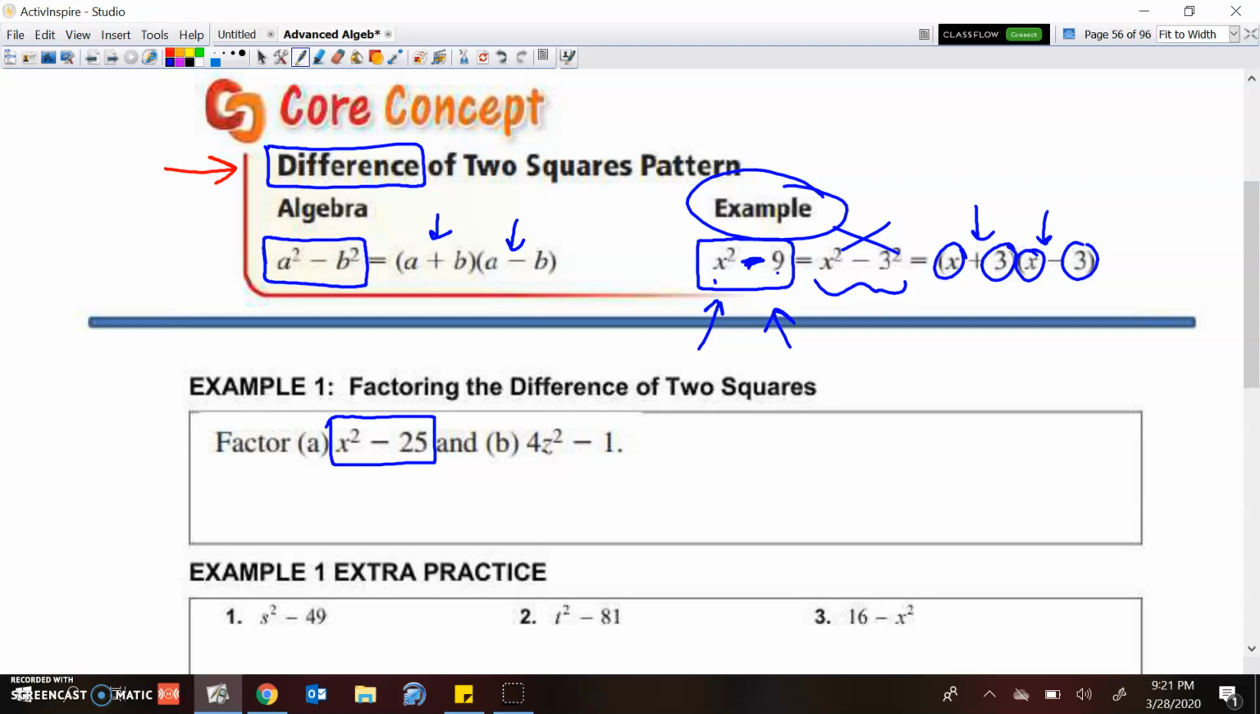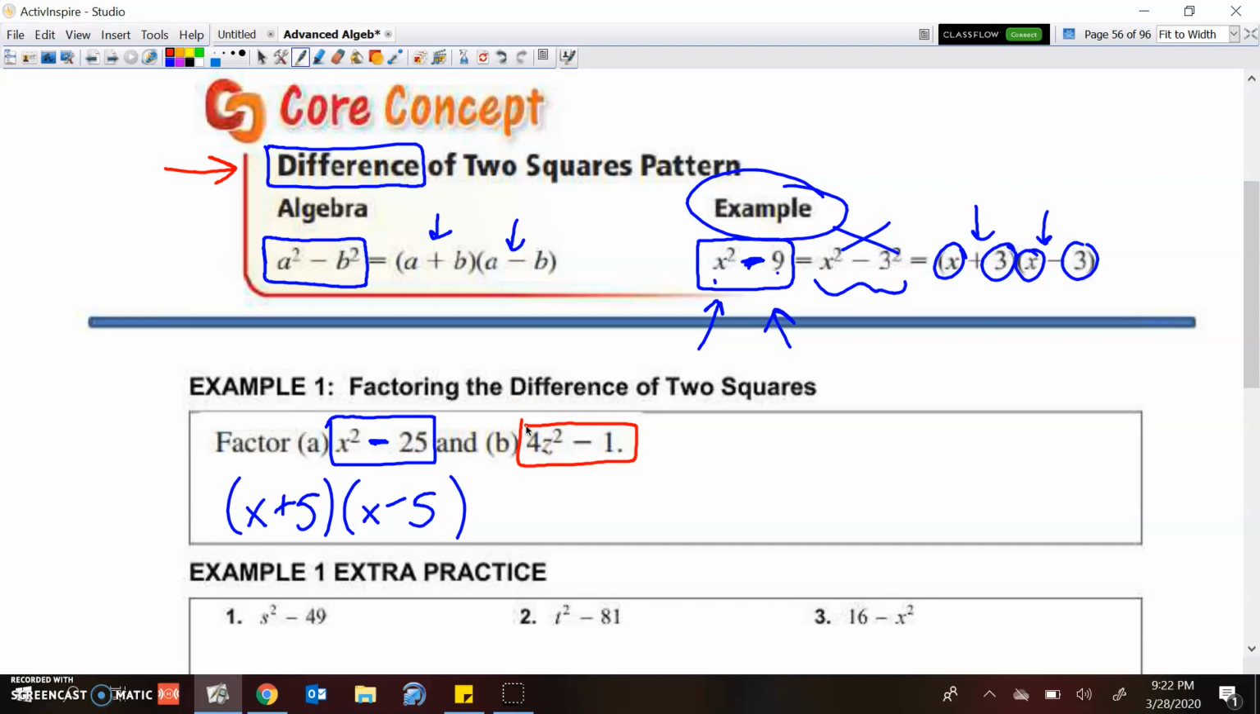So I look at the problem and I say, ooh, I can take the square root of x squared and I can take the square root of 25. Both of those are perfect squares. I can get a nice, neat value. I look at the original, it's being subtracted. So my answer is going to be the square root of x squared, which is x and x, square root of 25, which is 5 and 5, one plus, one minus, and I'm done. The order is not important in this case, okay? All right, let's try letter B.